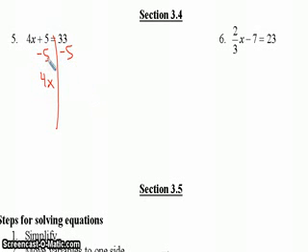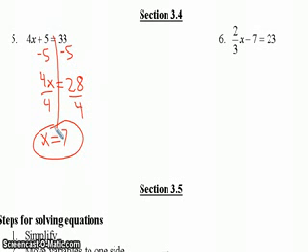That 4x hasn't gone anywhere, the 5's are now gone if I subtract the 5 across. If I simplify 33 minus 5, I get 28. And now we just have one thing to get rid of, and that's that 4. Anytime it's attached, that's representing multiplication, so you must divide it away. Divide both sides by 4. And x is going to be 7 in this case.